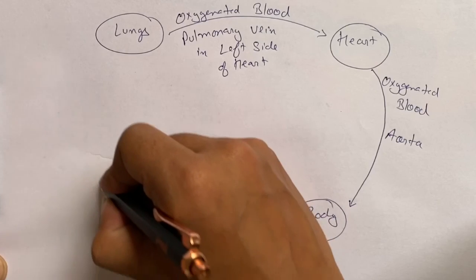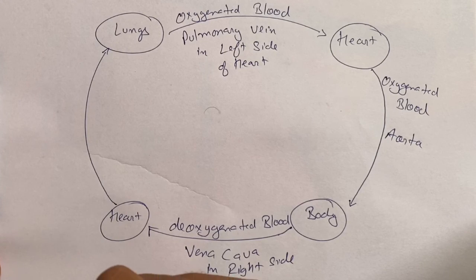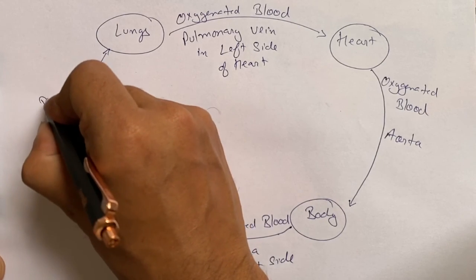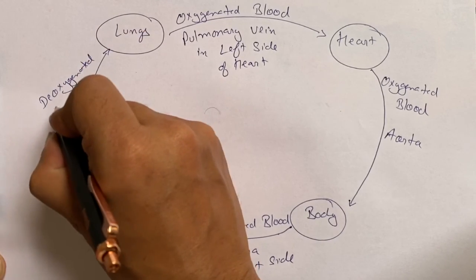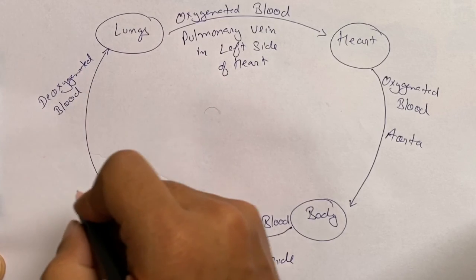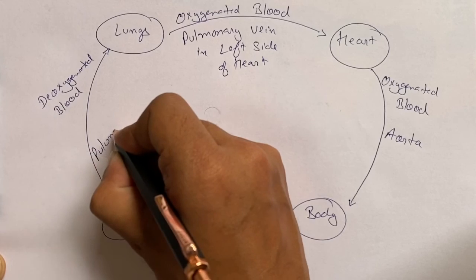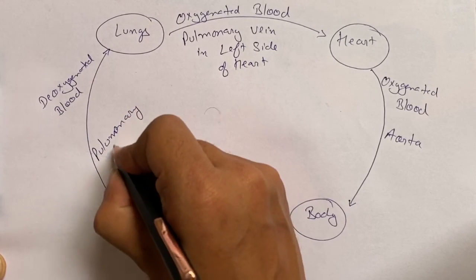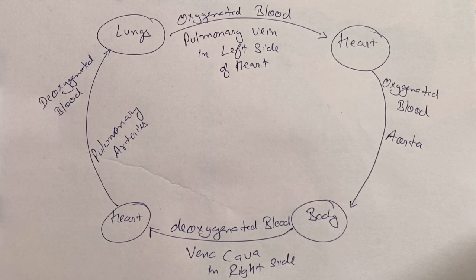Now from heart the blood is transferred to lungs. Deoxygenated blood is transferred to lungs through pulmonary artery. This is the flow chart for circulation of blood in human heart.